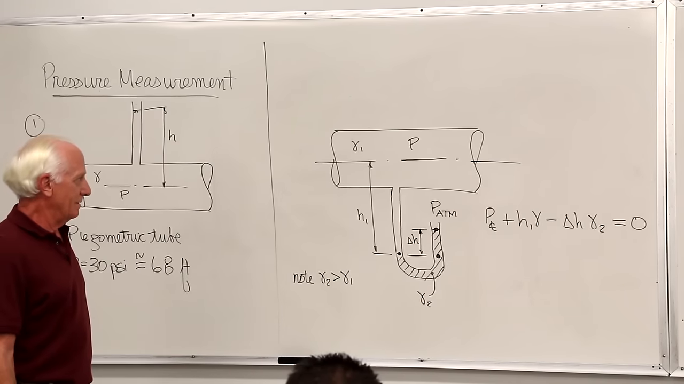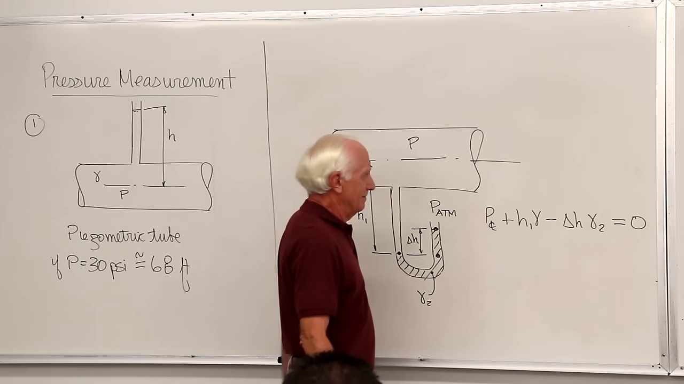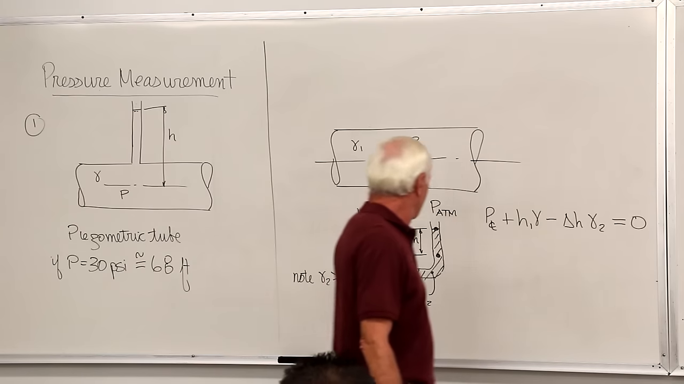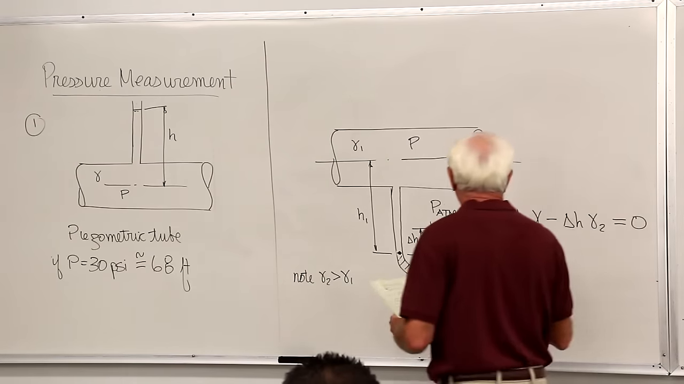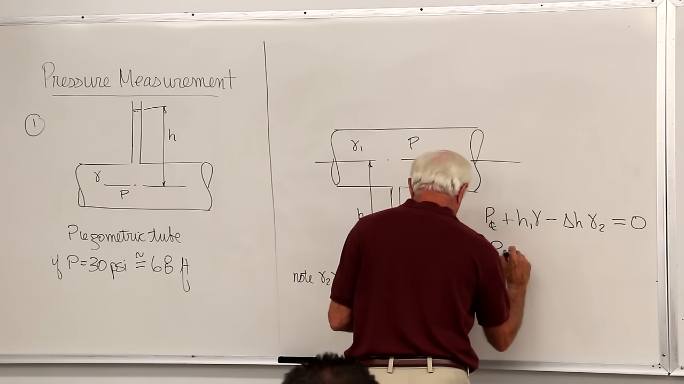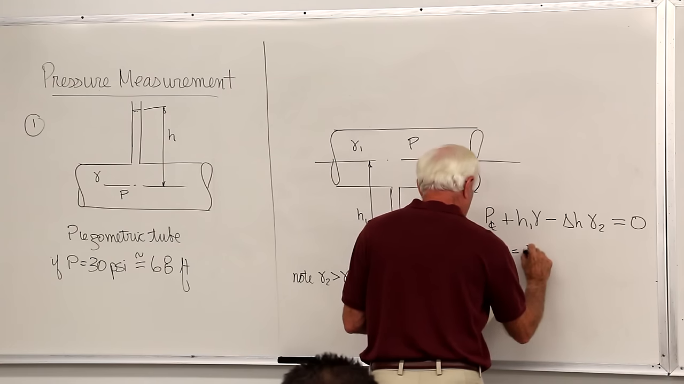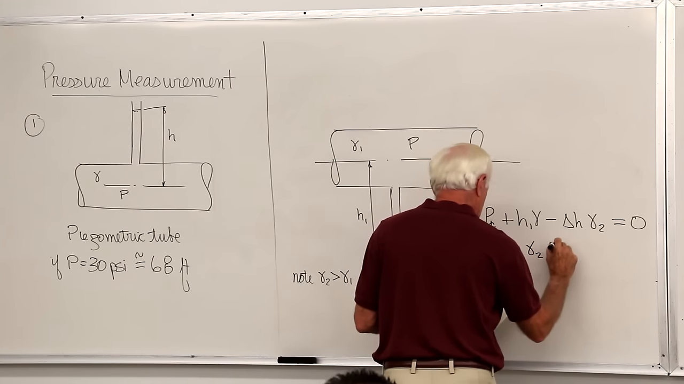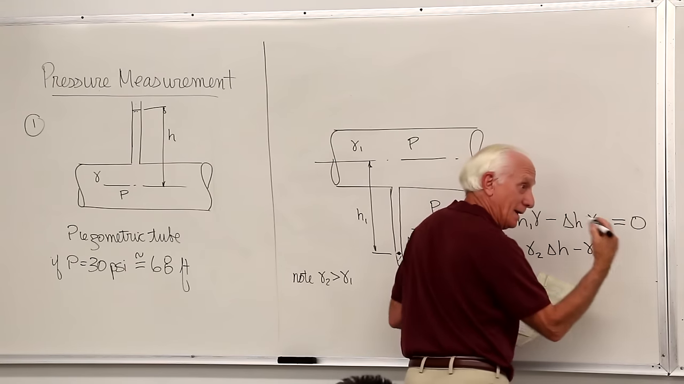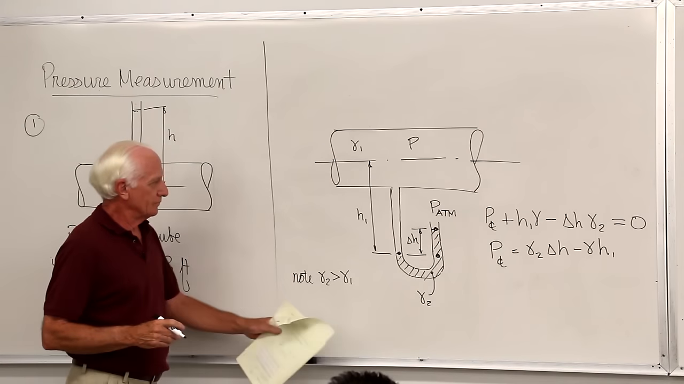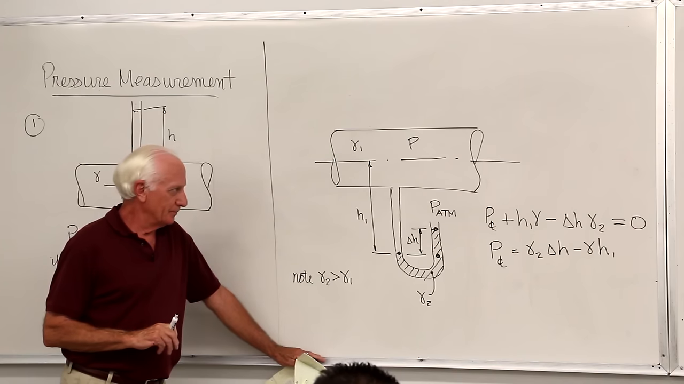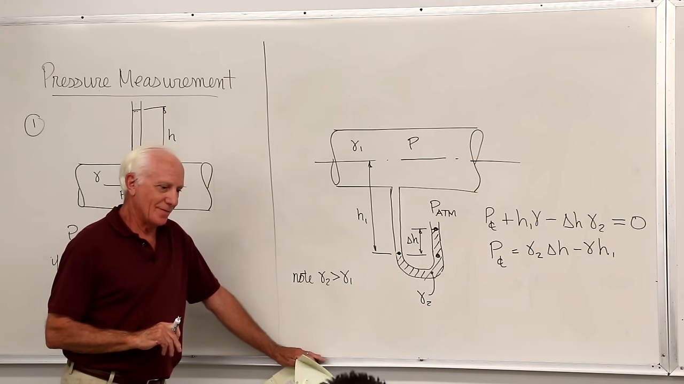What do you want to solve for? Pressure at the center line. So our pressure at the center line is equal to gamma of the fluid, gamma 2, delta H, minus gamma of what's in the pipe, gamma 1, H1. It's called a U-tube manometer, a way to measure pressure. There is a ton of them in use.